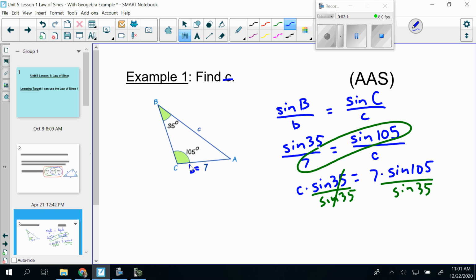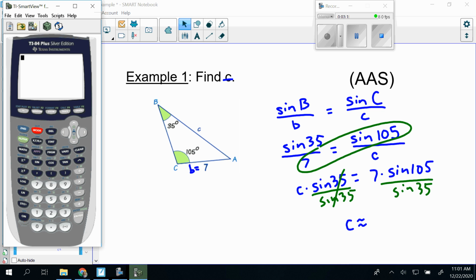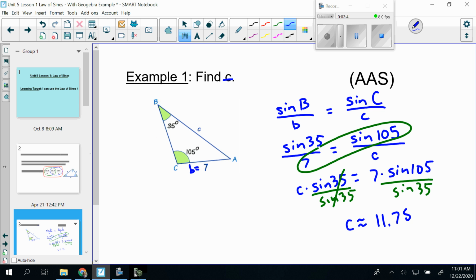Now we can figure out approximately how big side C is. In your calculator, make sure you're in degrees mode, and then we're going to type this one in. So you got 7 sine of 105. Make sure you close the parentheses up now, and then hit divided by the sine of 35, and this will tell us how big that side is. It looks like it's about 11.788. So that would be the length of side C.